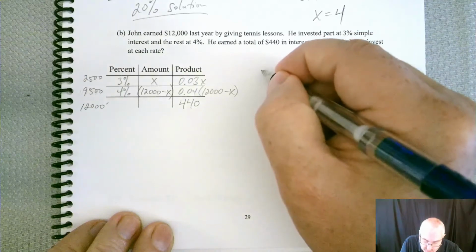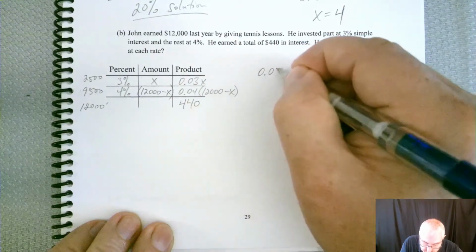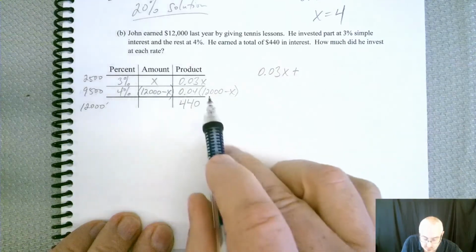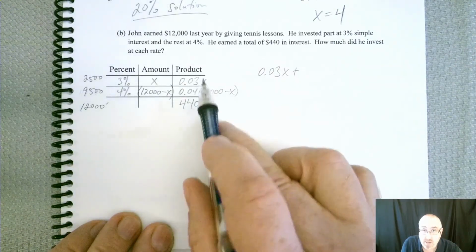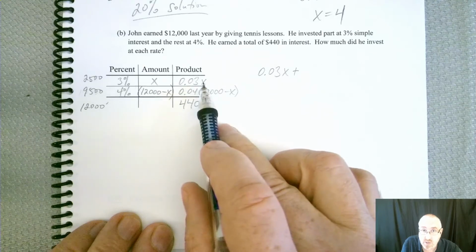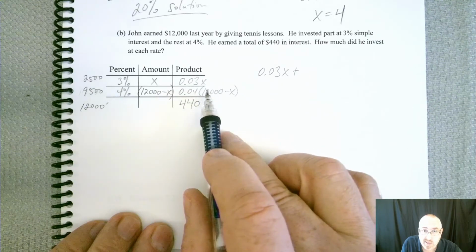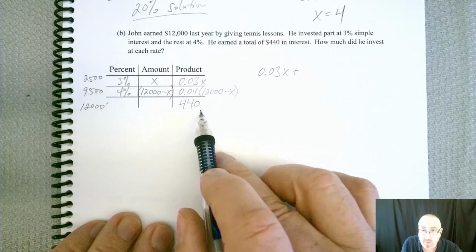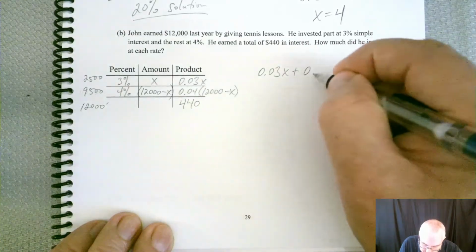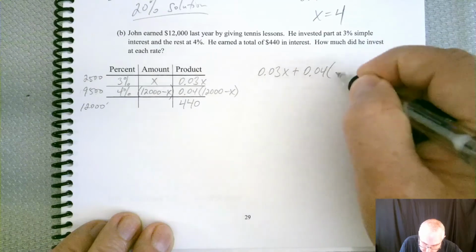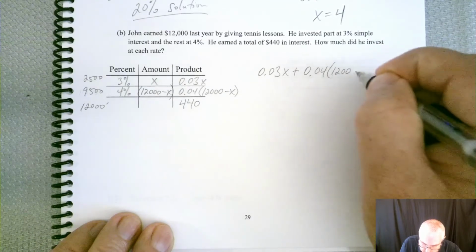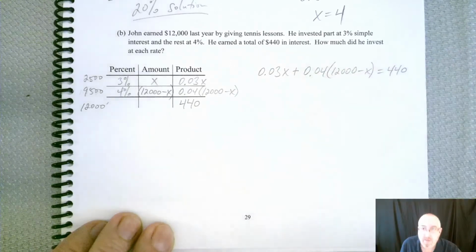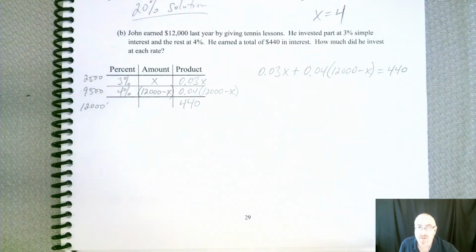So if we put our equation together now, we want to add our two, these are both interests. These are both going to generate interest. This is the interest going to the one bank. This is the interest going to the other bank. We want the total interest to be the 440. So we just have to write the second quantity in and set it equal to 440. So now we have our equation to solve.